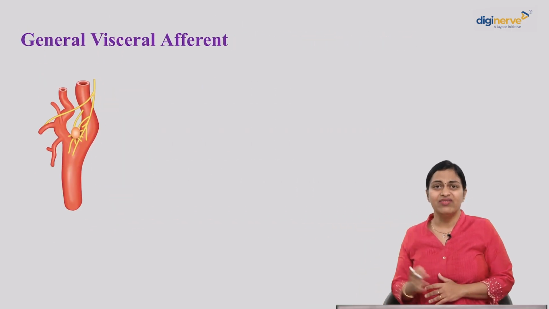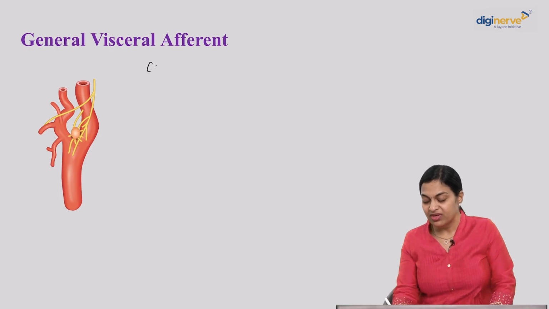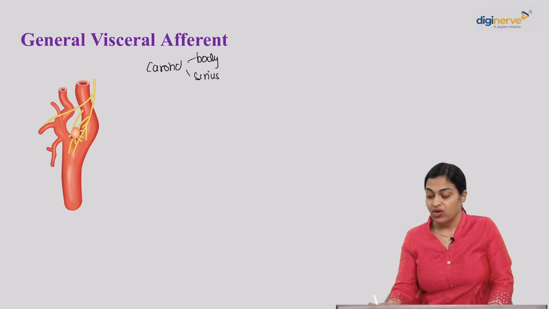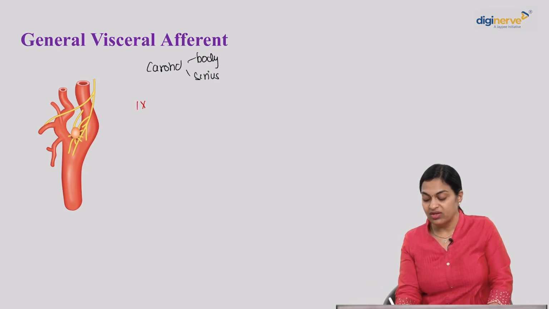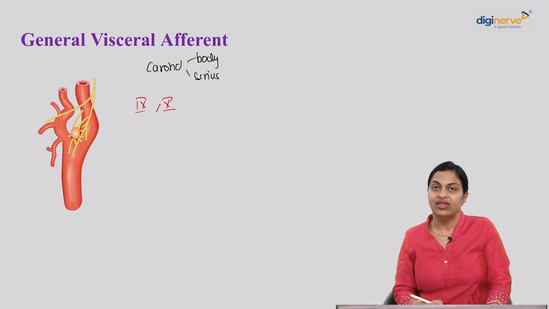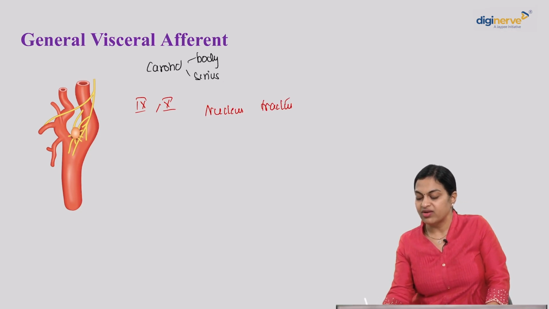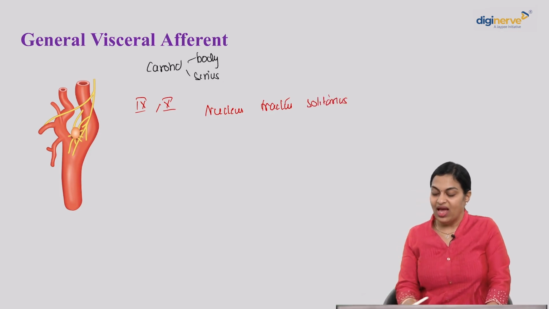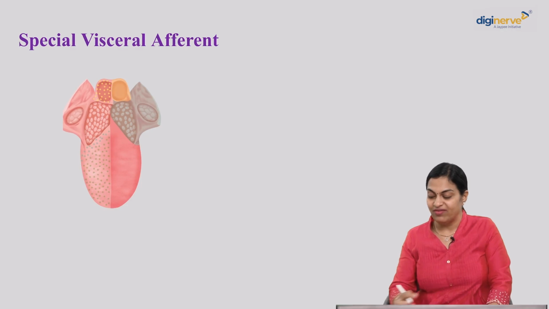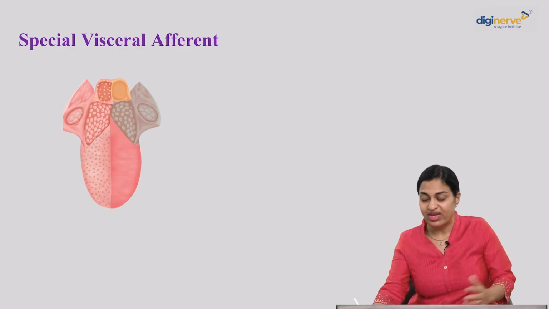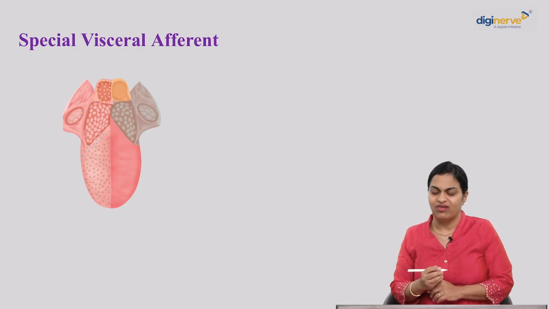General visceral afferent, just remember the carotid body and carotid sinus. Okay, and what are the cranial nerve innervating this? The 9th nerve and the 10th nerve. The nucleus related to this column will be nucleus tractus solitarius. Okay, and then we have the special visceral afferent. Okay, that was general visceral afferent. This is special visceral afferent.